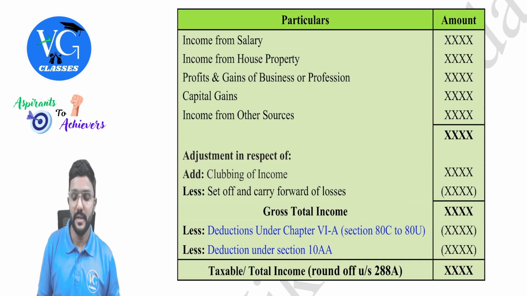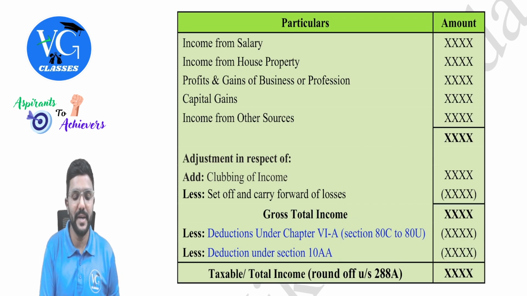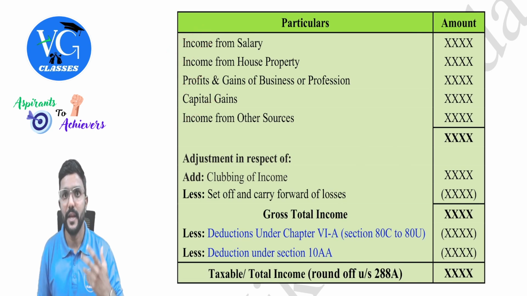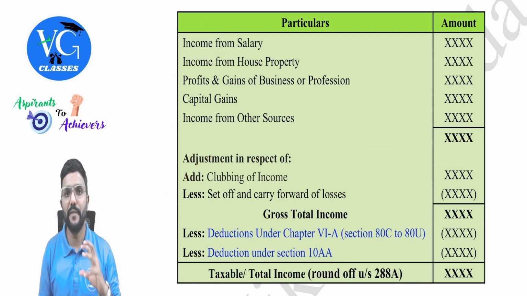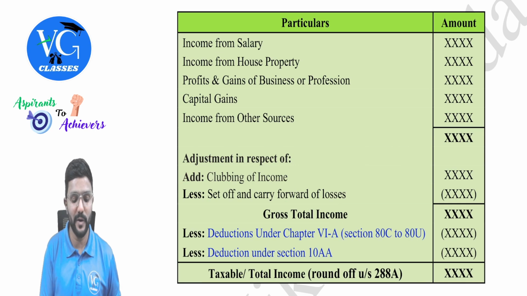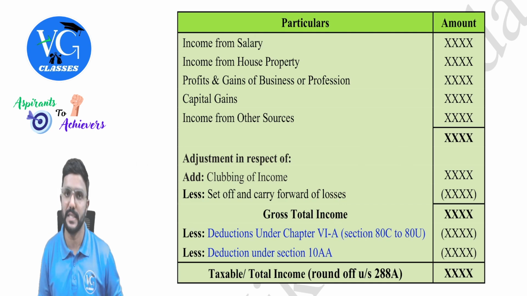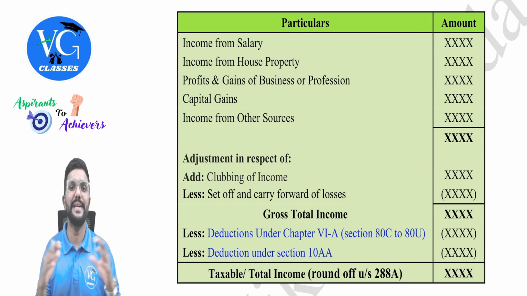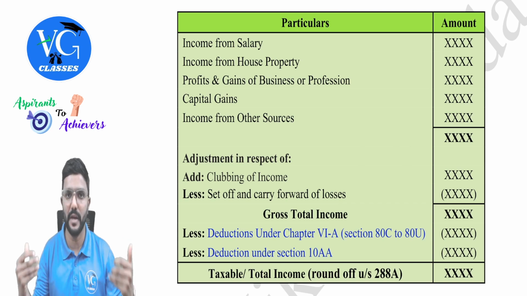Okay, let me just explain this format to you. Guys, once we compute the income under each head, then if required, if there is any, I will make adjustments for clubbing of income. And whenever there is a clubbing of income, it will always be clubbed under the head income from other sources for the assessee. Whereas with respect to set off and carry forward of losses, we already learnt in detail how to adjust it, and whether I can adjust it within the same head or outside the head and all, we have learnt it.